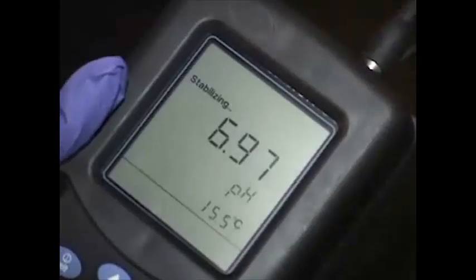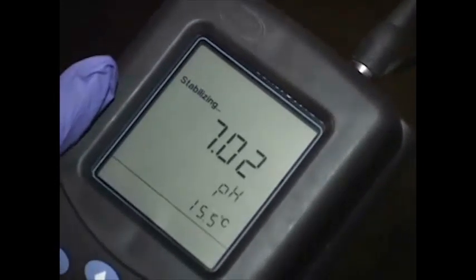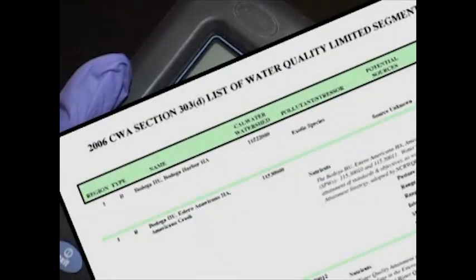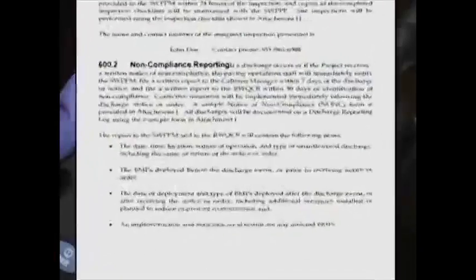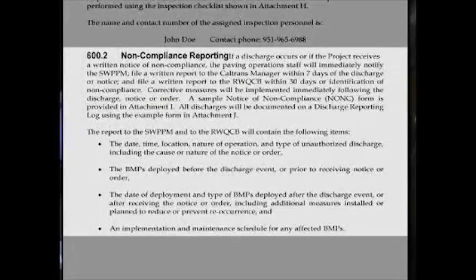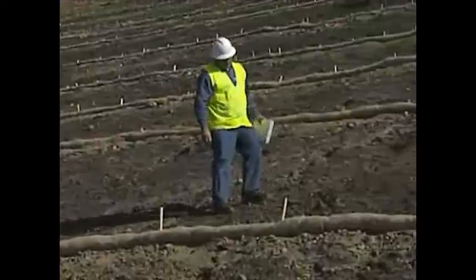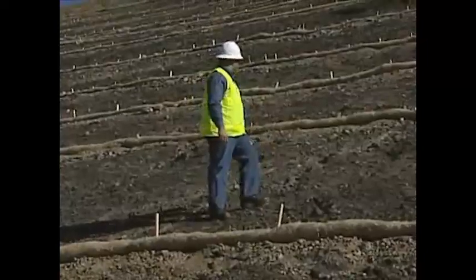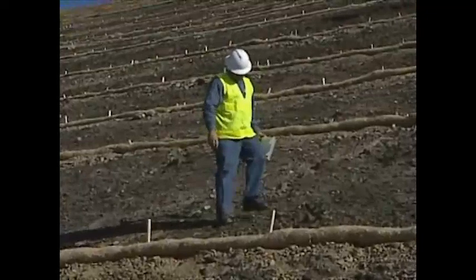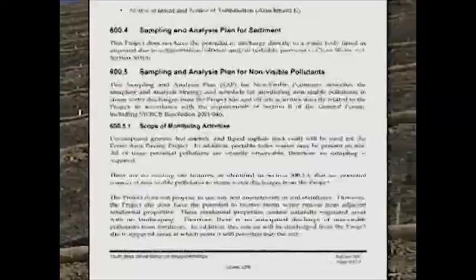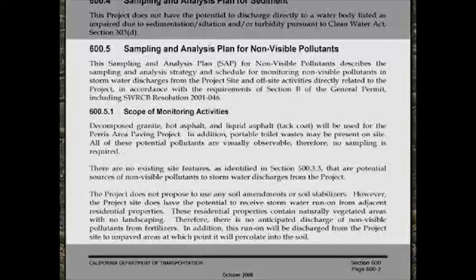Sampling and analysis are required for a project that has the potential to discharge directly into a water body listed as impaired due to sedimentation, siltation, and/or turbidity. Pursuant to Section 303D of the Clean Water Act, the SWP must include a sampling and analysis plan to assess if BMPs implemented on the construction site are effective for preventing impacts to levels of sedimentation and siltation and/or turbidity in 303D listed water bodies. Likewise, all projects must include a sampling and analysis plan for non-visible pollutants.